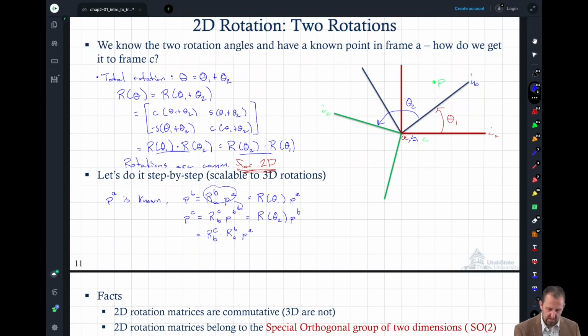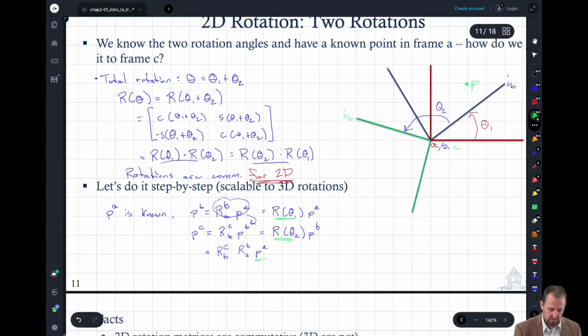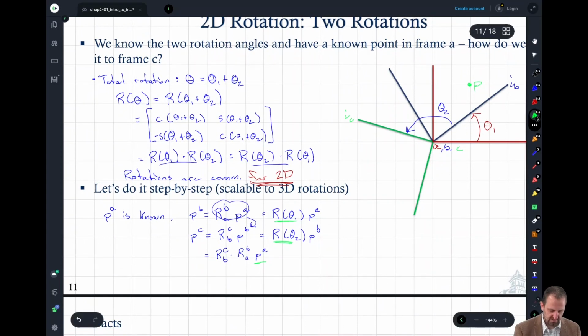So again, given P_A, and in effect, we were given R_BC and R_AB, by being given theta 1 and theta 2, we know that we can now express point A in frame C really easily. So here's our point in frame C.